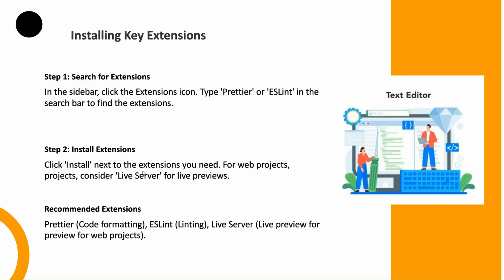These three extensions are the most recommended extensions in VS Code. The Prettier extension is used for code formatting, ESLint is used for linting, and Live Server is used for previewing web projects.